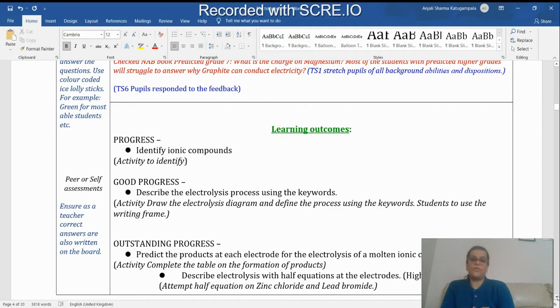So you can have your own outcomes like this. If the student is able to identify an ionic compound, that means he has made some progress in the lesson. If the student is able to describe the process using the keywords, that's good progress. Each learning outcome, each progress, is also related to the activity that is going to help you measure the learning outcome. So you must include that in your lesson plan. Many times these are the simple things. If you don't include the activity, you might get told off for it. So just be careful and include those activities.